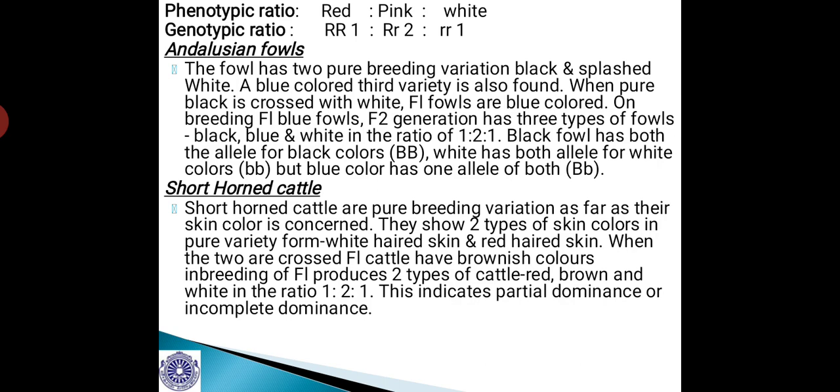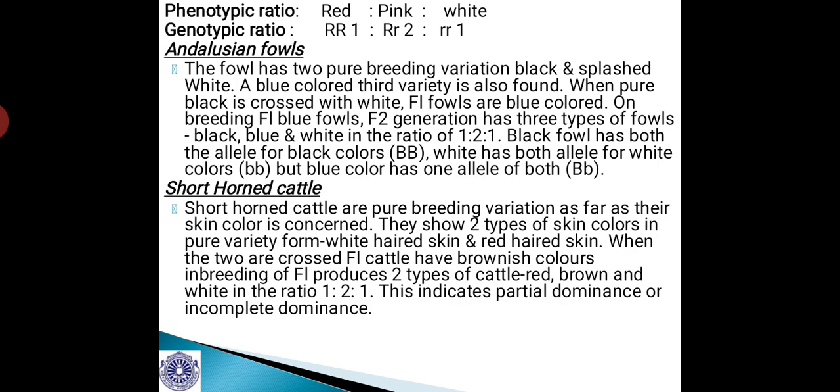Then in case of Andalusian fowls, the fowl has two pure breeding variations, black and splashed white, with reference to plumage color or the color of the wings, and a blue colored third variety is also found. When a pure black is crossed with white, the F1 fowls are blue colored, and on breeding F1 blue fowls, the F2 generation has three types of fowls, black, blue and white, in the ratio of 1:2:1 respectively. The black fowl has both the alleles for black color, that is capital BB.